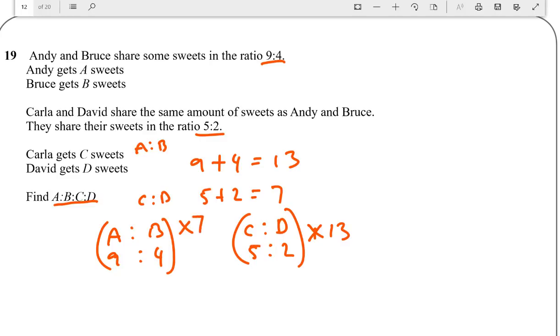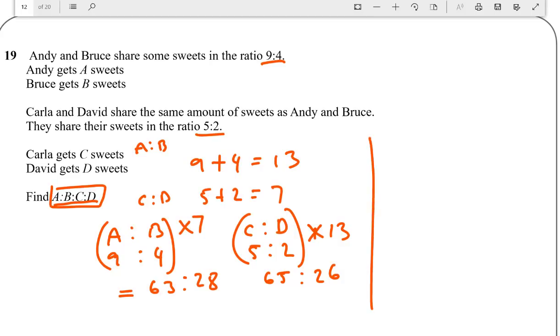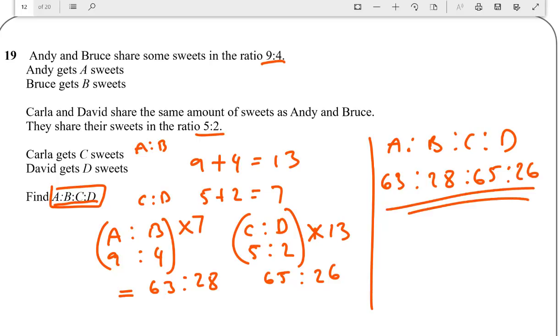So let's find out what the answer is. Times by 7 here. 7 times 9 is 63, 7 times 4 is 28, so 63 to 28, and then 13 times 5 is 65, and 13 times 2 is 26. If you're not sure about these times tables, always check on the calculator. We got A to B is 63 to 28, and C to D is 65 to 26. Now we can write the ratio A to B to C to D as 63 to 28 to 65 to 26, and that's our answer.